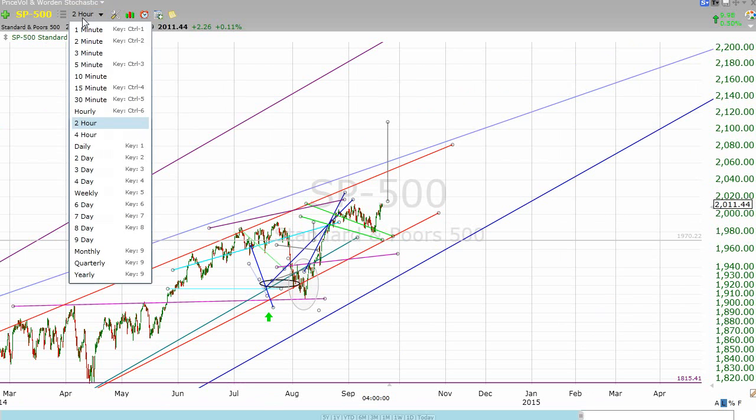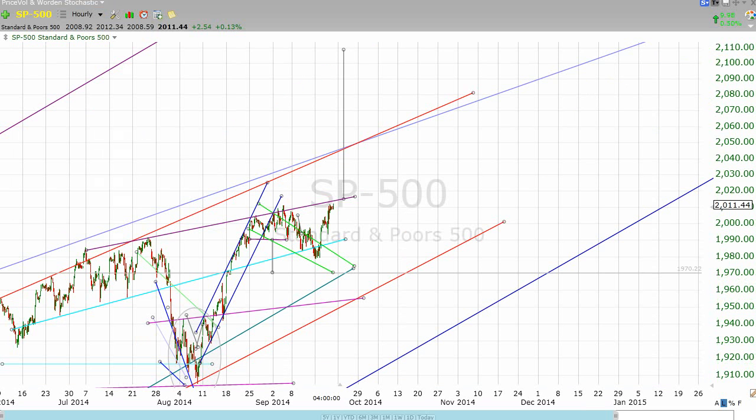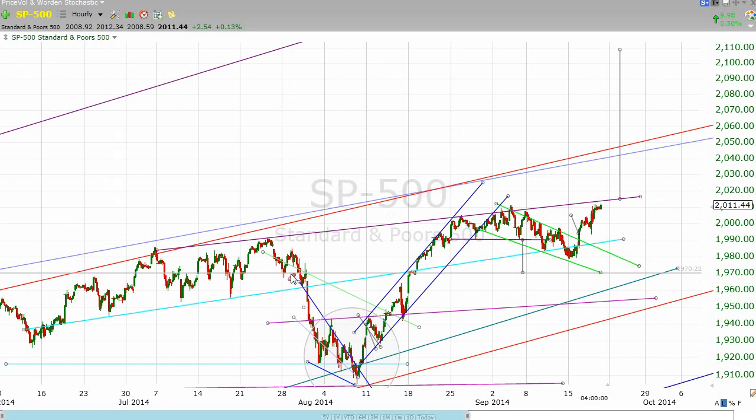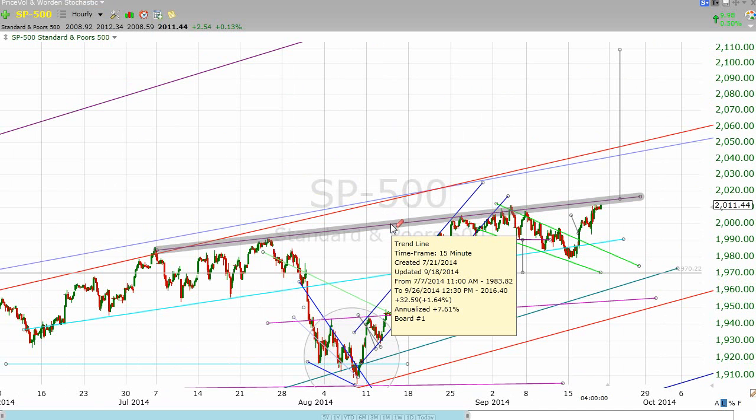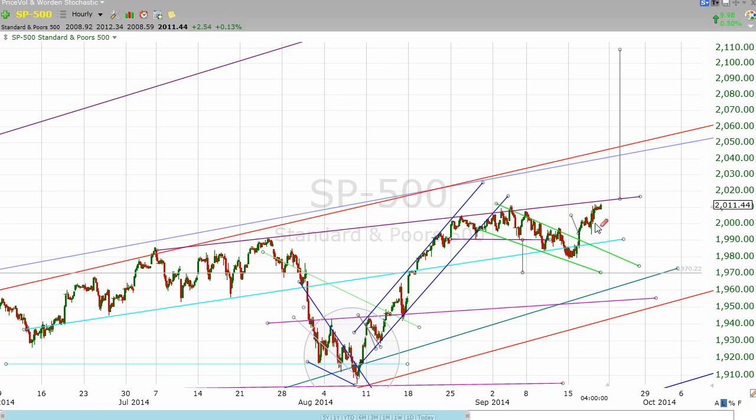But for now, I think the attention rightly should be on this inverted head and shoulders pattern and this neckline, because it looks to me like this is what's in play right now. This is still showing resistance, but if it breaks, then at some point in time, in the not too distant future, we should be looking at that move to 2100 to 2110. So guys, there's your video.